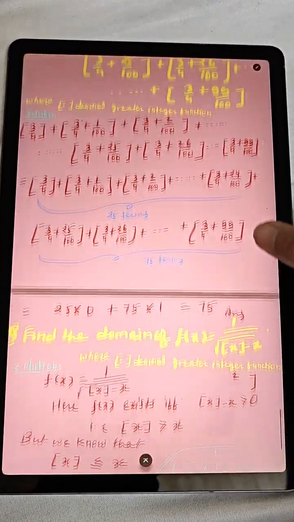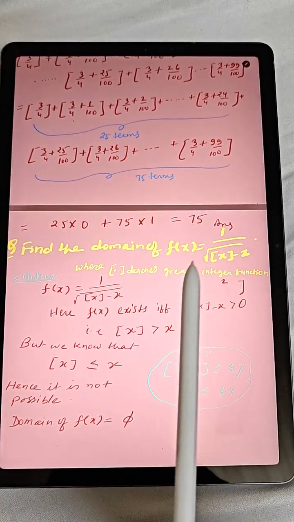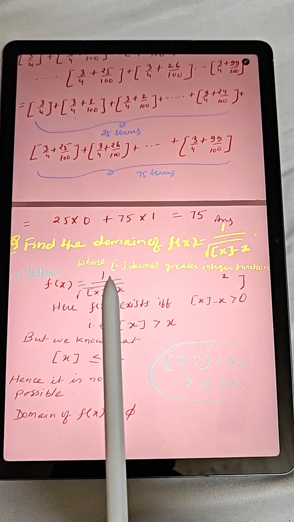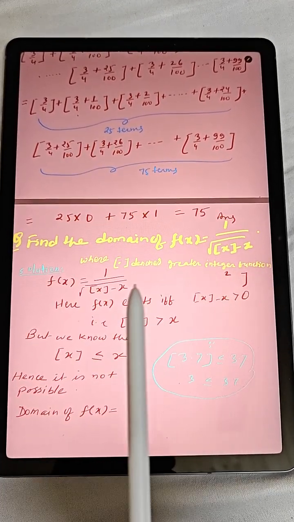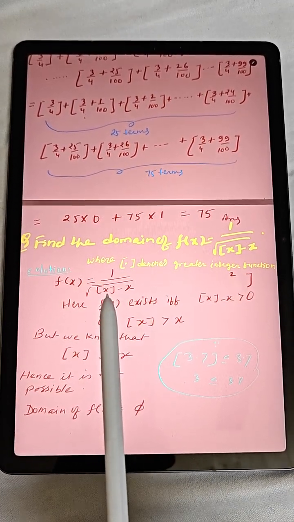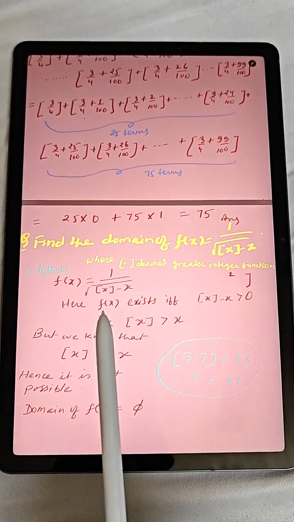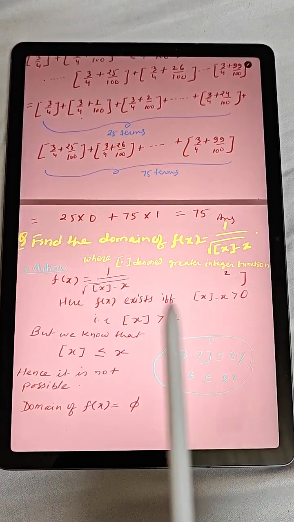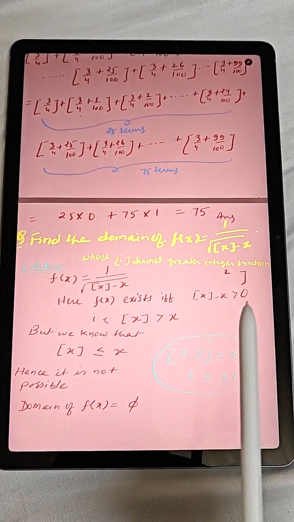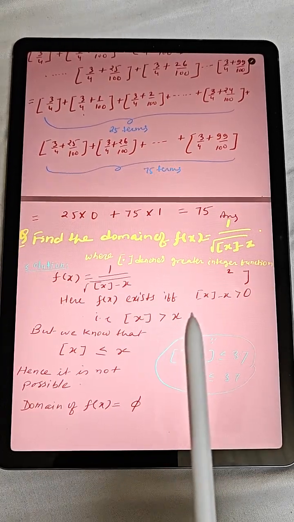Now come to the next question. Find the domain of f(x) equal to 1 upon the square root of [x] minus x, where the bracket denotes the greatest integer function. Now, f(x) is 1 upon the square root of [x] minus x. As it is in a square root, f(x) exists only if [x] minus x is greater than 0, meaning positive. So the greatest integer function should be greater than x.